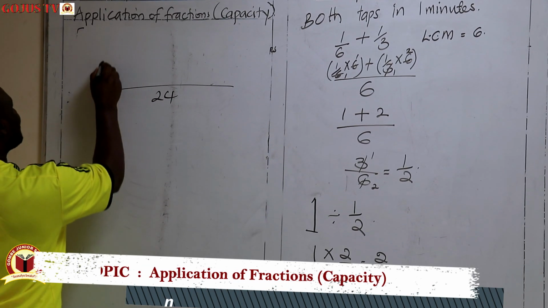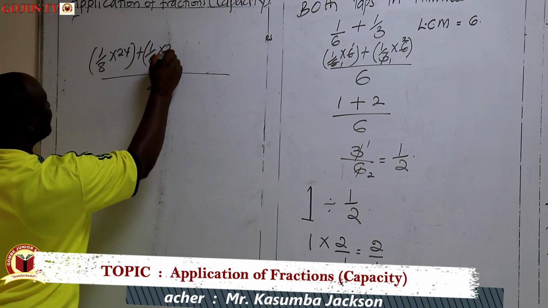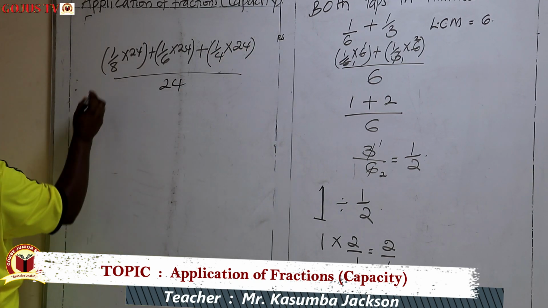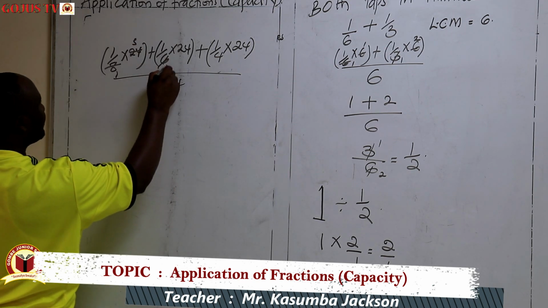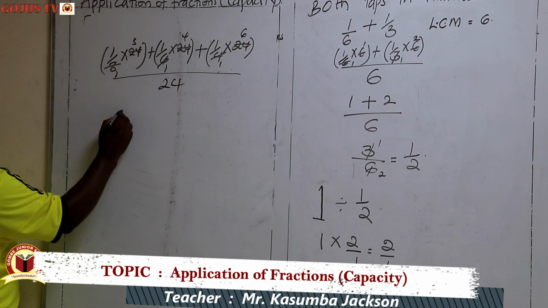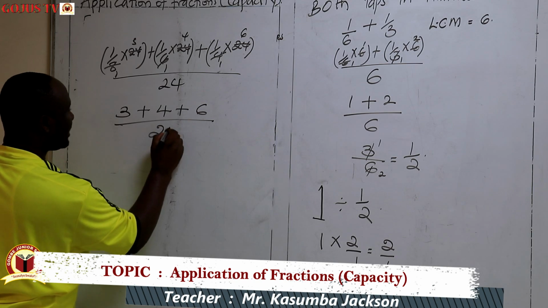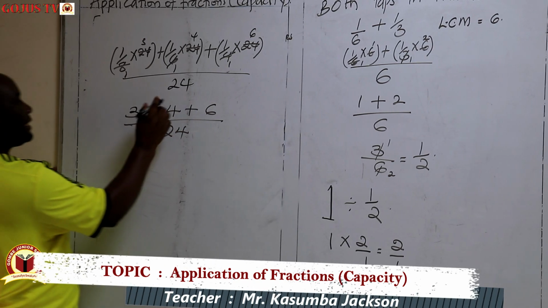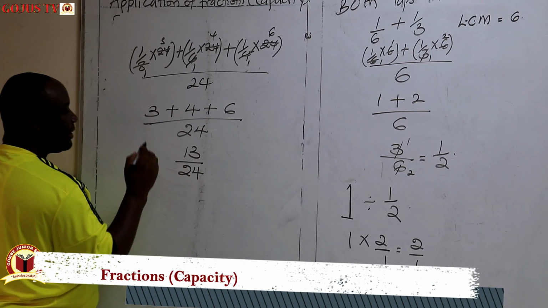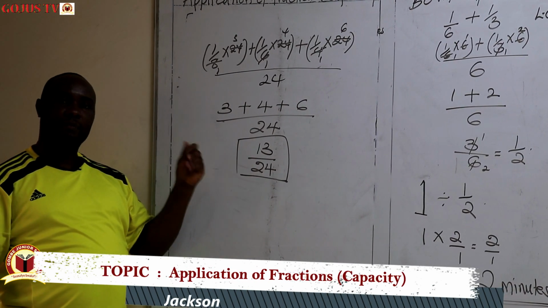Then I have the first fraction as 1 out of 8 multiplied by 24, added to 1 out of 6 multiplied by 24, added to 1 out of 4 multiplied by 24. I want to simplify very fast: 8 into 24 is 3, 6 into 24 is 4, 4 into 24 is 6 times. So 1 times 3 will be a 3, added to 1 times 4, which is a 4, 1 times 6, which is a 6, out of the whole thing, which is 24, the LCM. I'm seeing 6 added to 4, giving me 10, plus 3, which will be 13, out of 24. This is the fraction put in by all the 3 taps in 1 minute.